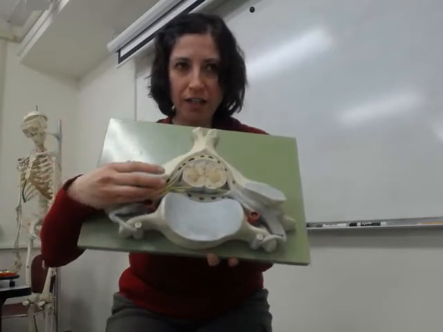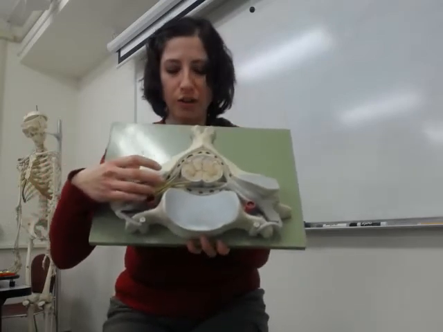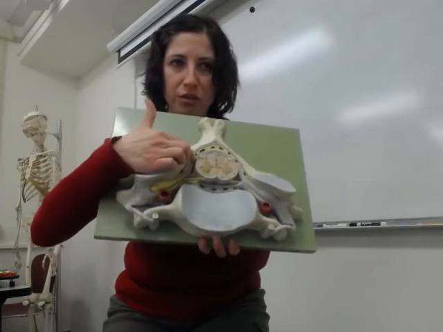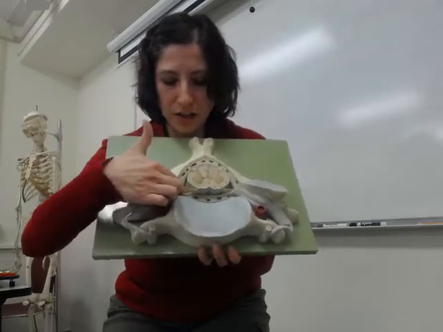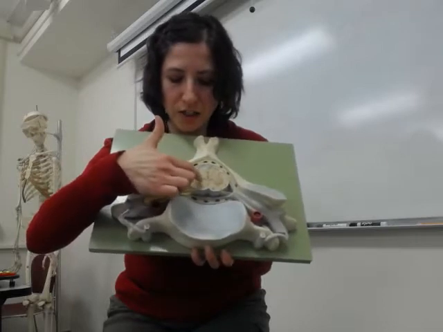Off to the side, they work in conjunction with the horns. We have our posterior root here, which is connected to our posterior horn. And then we have our anterior root, which is connected to our anterior horn.